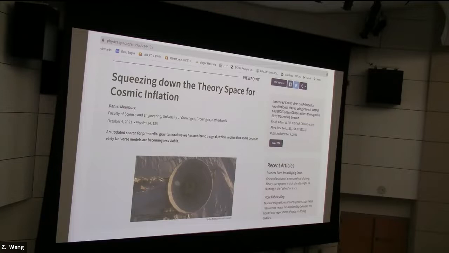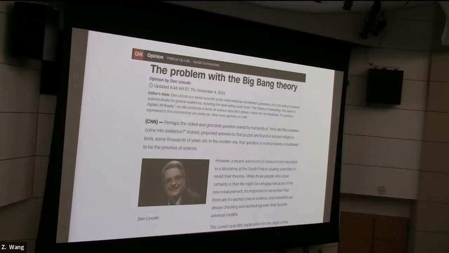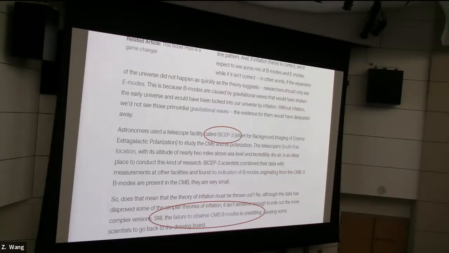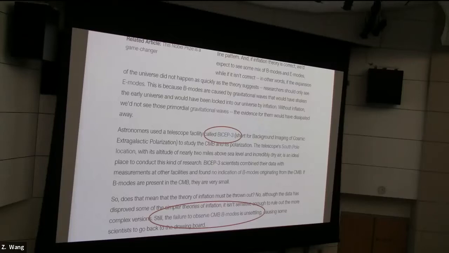Because then there's a CNN article with a title that says the problem with Big Bang Theory. And when I was reading this, I was like, oh, interesting. What now? Then I realized, a laboratory at the South Pole is causing scientists to revisit their theories. And I was like, okay, interesting. I also have a project at the South Pole. Then my amusement and bemusement turned to panic when I realized he was talking about BICEP 3. And the interpretation was the failure to detect B-modes spells trouble for inflation. Okay, that's another reason I disagree with this one.